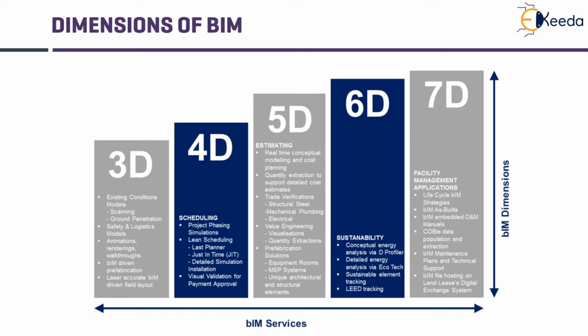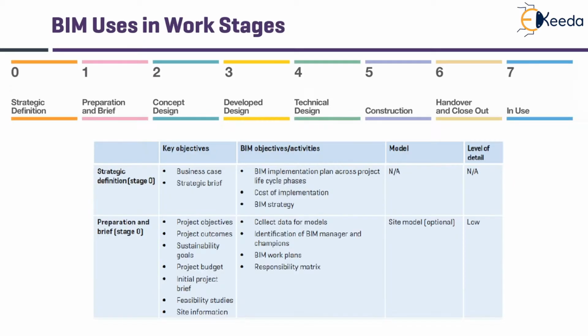Whereas 7D involves facility management applications throughout the building maintenance and operations stage. It involves BIM as-built drawings and embedded operation and maintenance manuals of each and every equipment.